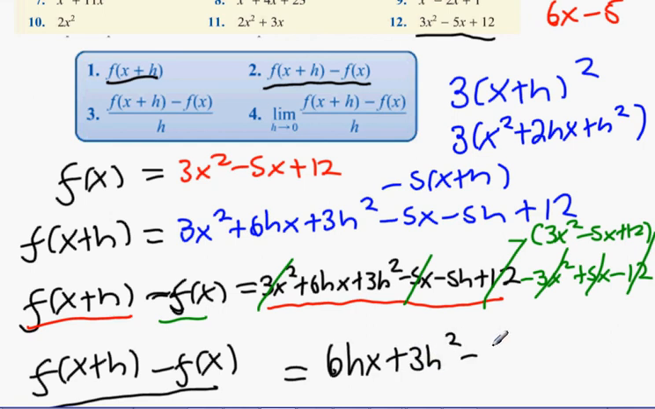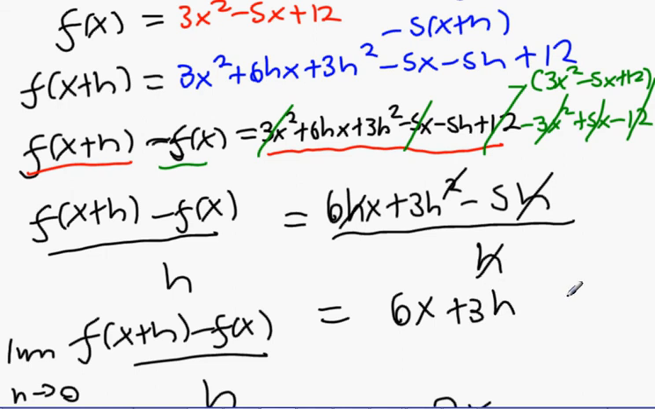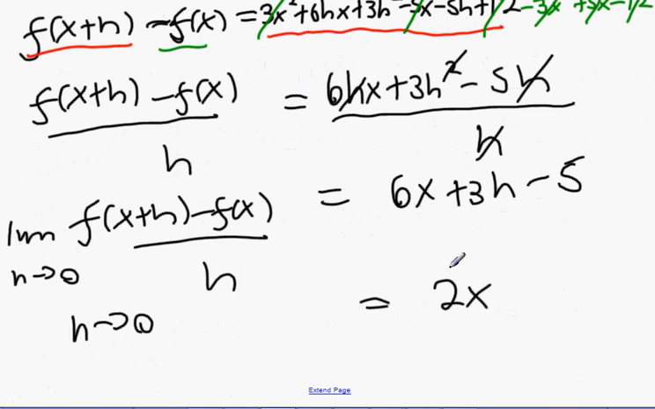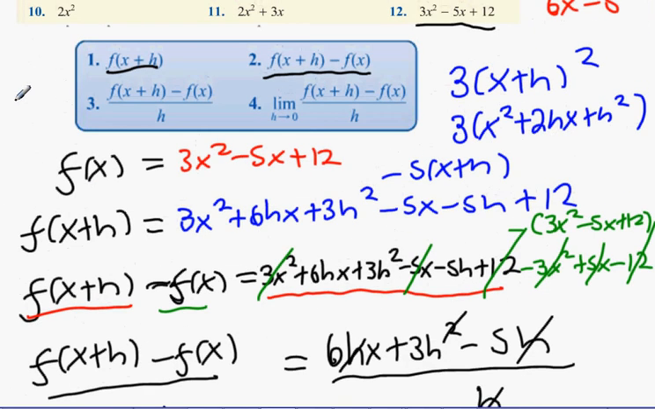Now, we have to divide this answer by h. Cancel, cancel, cancel, cancel. We're left with 6x plus 3h minus 5. And this will give me 6x minus 5 because h turns to 0. Now let me explain. This 6x minus 5 gives you the slope of the tangent at any point on this graph. Let me draw this graph out for you and put this in context.